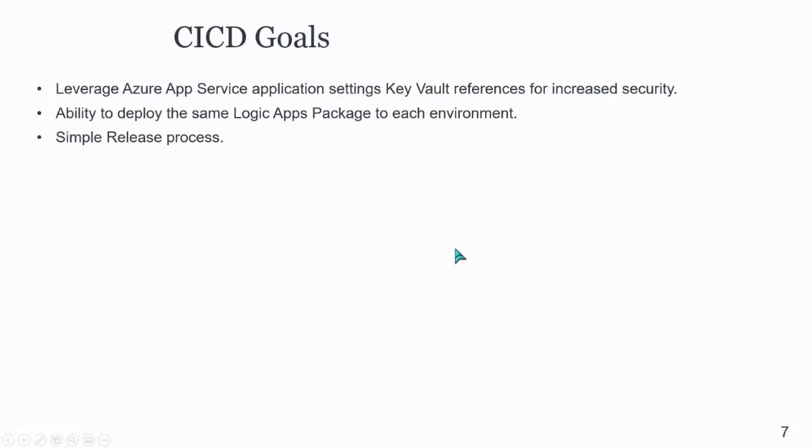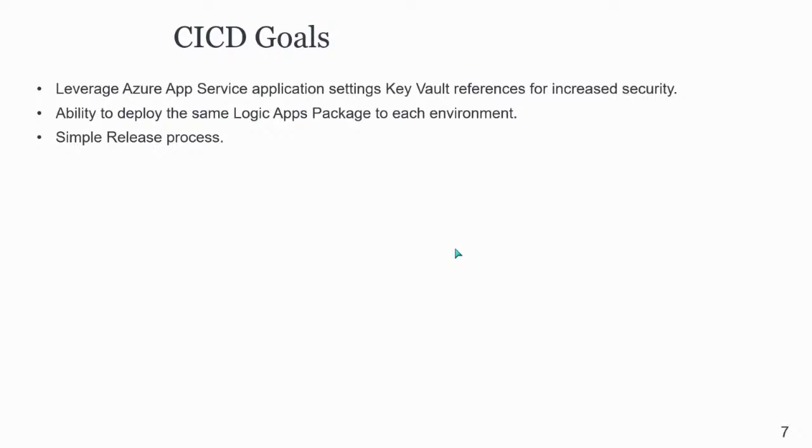Okay, one more thing. These are the goals that I want to achieve with this CI/CD pipeline. With Logic App Standard, you can now leverage Key Vault references. So in the app setting, we can point to a Key Vault, and instead of storing the actual secret connection strings in the app setting, we can store them in Key Vault and then add a reference. I want to leverage that. So I don't want any secret connection string in my Logic App setting. I want all that in the Key Vault.